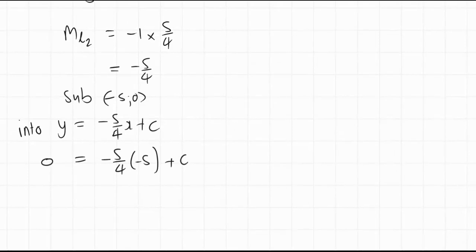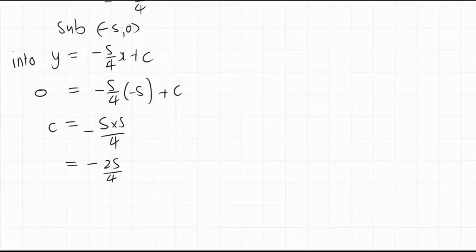And so we can multiply this out and take it over to the other side. This would become positive. So c, this was negative times a -5, so we just have 5 times 5 over 4 and negative again. Take it over the other side and we get 25 over 4. Okay. So final answer, y is equal to -5 over 4x minus 25 over 4. Good.